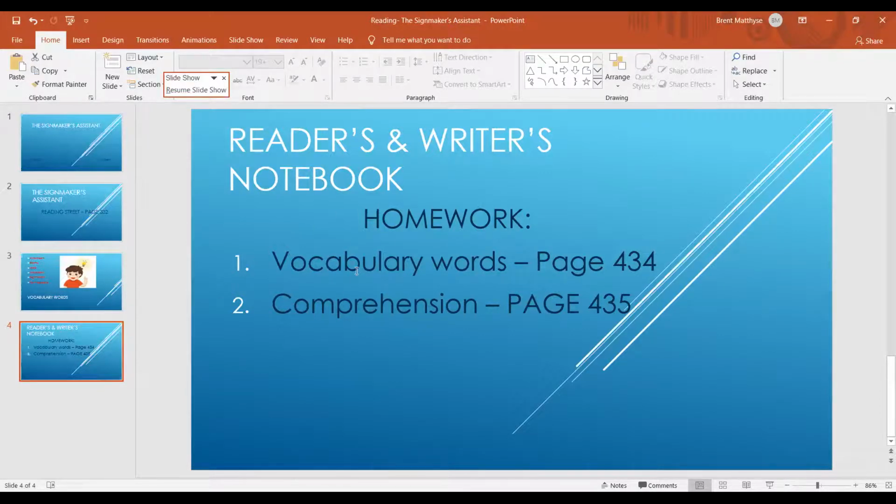I will repeat this. It's a vocabulary exercise on page 434 and a comprehension that you have to read and answer a few questions on page 435. 434 and 435.